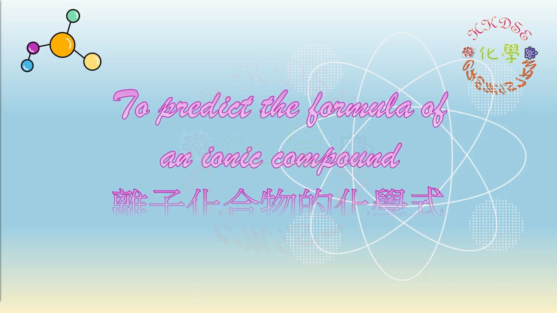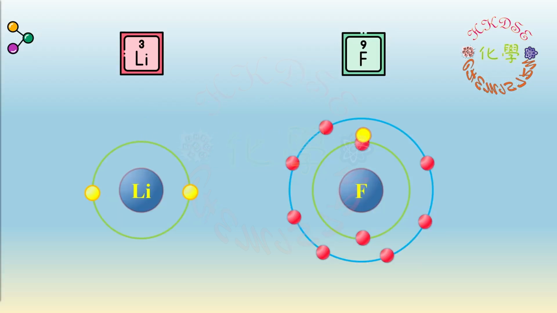There is a shortcut to predict the formula of an ionic compound. We know that lithium loses one electron to form a lithium ion. We also know that the electron is not lost, but transferred to a fluorine atom to form a fluoride ion.